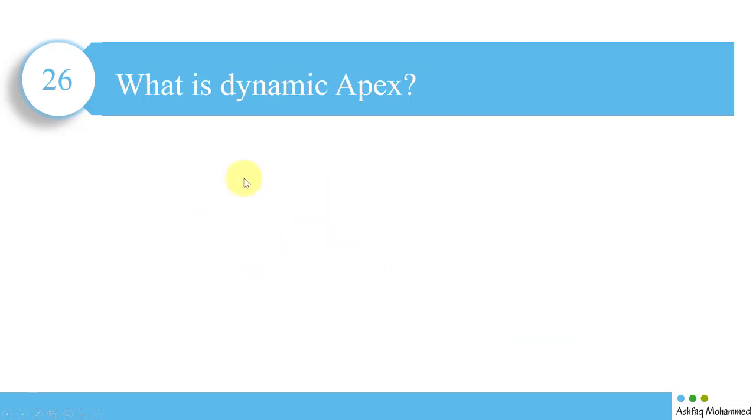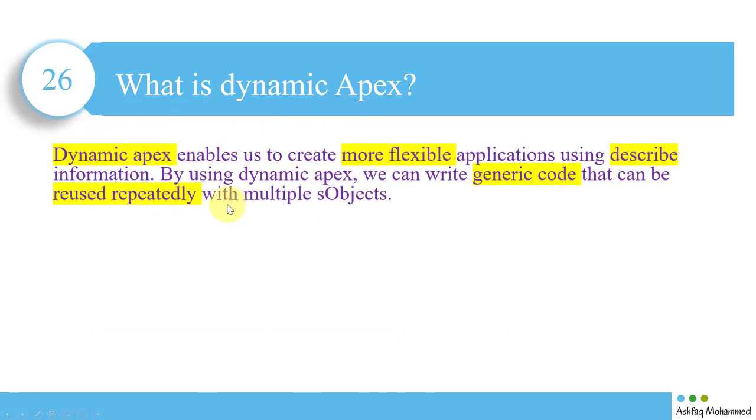Next question is: what is dynamic Apex? Dynamic Apex enables us to create more flexible applications using describe information. So the very important thing over here is describe. I'm sure you have already gone through what dynamic Apex is, and this is also one of the very important questions. By using dynamic Apex, we can write generic code that can be used repeatedly with multiple sObjects.